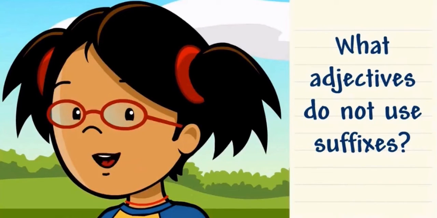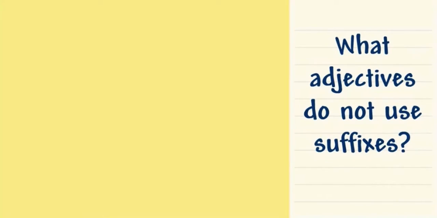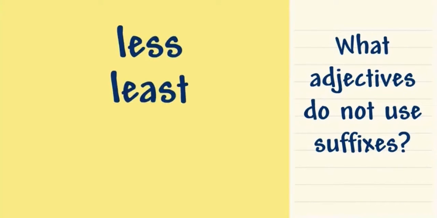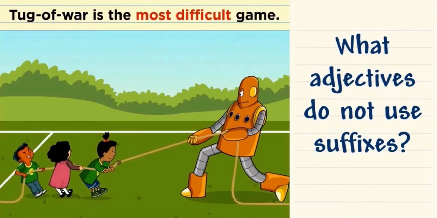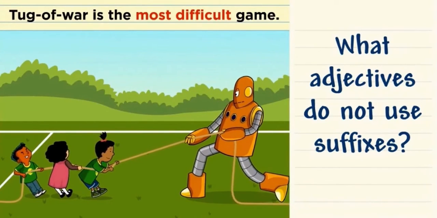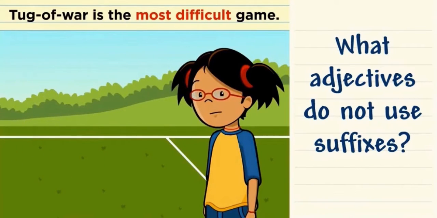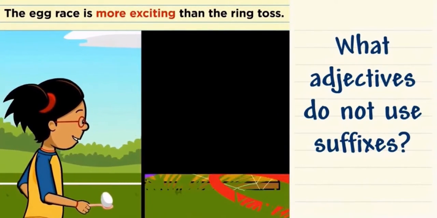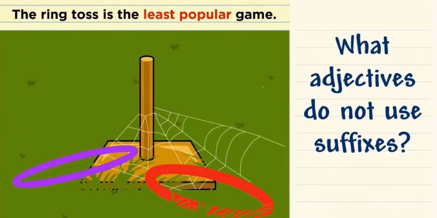When you use a long adjective to make a comparison, you do not need to add a suffix. Instead, you can use the word less, least, more, or most. Tug of war is the most difficult game. The egg race is more exciting than the ring toss. The ring toss is the least popular game.